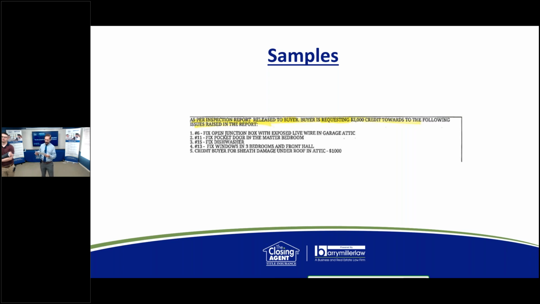As per inspection report released to buyer, buyers requesting $2,000 credit towards the following issues raised in the report. Couple issues with that. A credit towards what? If it's a credit towards the purchase price, the lender is probably going to take issue with that. If it's a closing cost credit, again, lender might still take issue with that, but we just don't know. And Barry's going to harp on the requesting language there, so I'll let him do that.